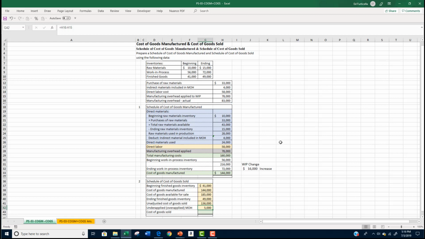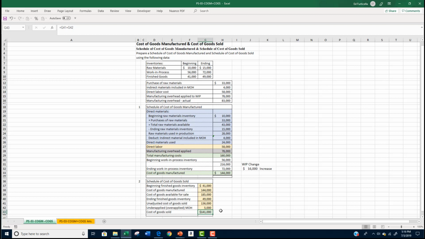Because the actual amount is greater than what we applied, we don't have enough costs in our problem. So we say we're underapplied. You're underapplied anytime the actual is greater than the applied. Underapplied means we have to add more cost. So we take that 5,000, add it to the 136, and get our cost of goods sold of 141,000. Now that we're done figuring out cost of goods sold, it'll find its way onto the income statement, be subtracted from sales revenue to get our gross margin.